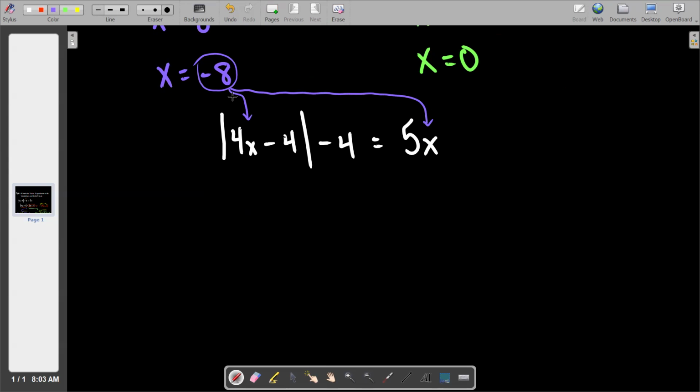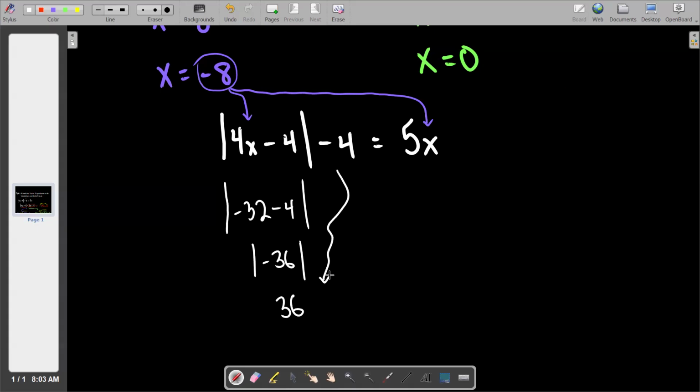So if you put -8 in the first arrow right here, what's 4 times -8? -32. So this will be the absolute value of -32 minus 4. And what's -32 minus 4? -36. And what's the absolute value of -36? So this left side now says 36 minus 4. And what does that equal? 32.